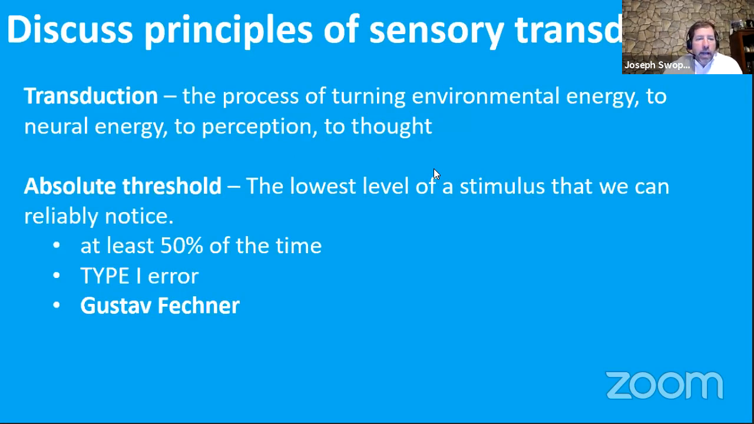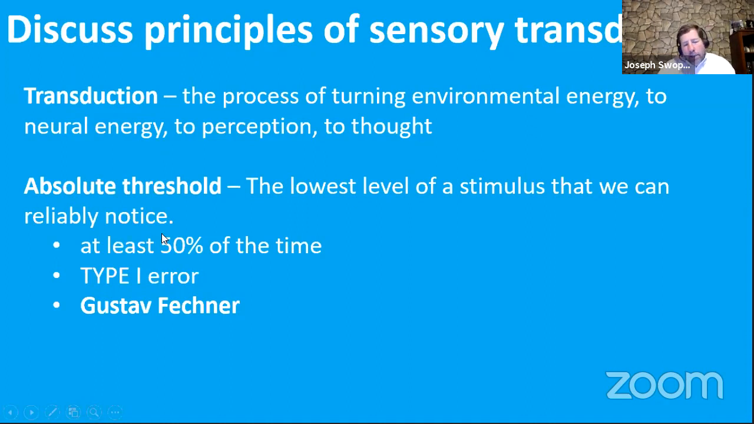So transduction, again, is the process of turning environmental energy to neural energy, which is action potentials, to perception, to thought. And I don't think you can think a color you've never seen. I don't think you can convey meaning. I dare you to think of something you can't think of, and all of your thoughts are based on perceptions, and all your perceptions are based on neural energy, and those are of course based on sensations.